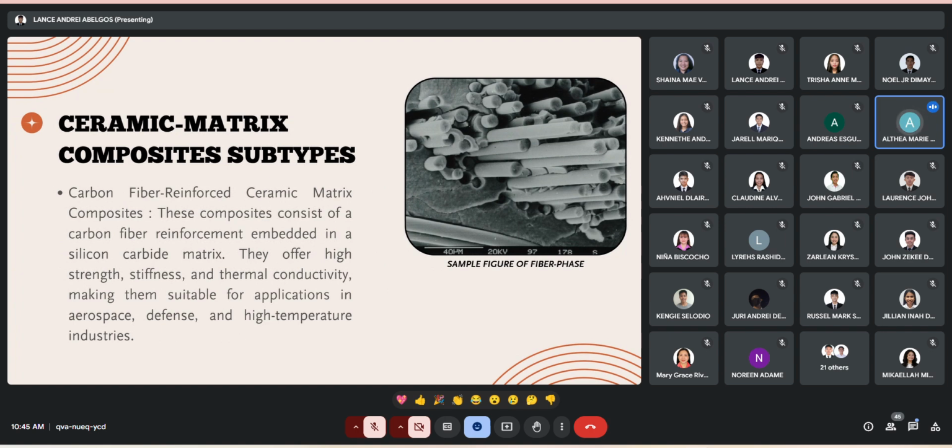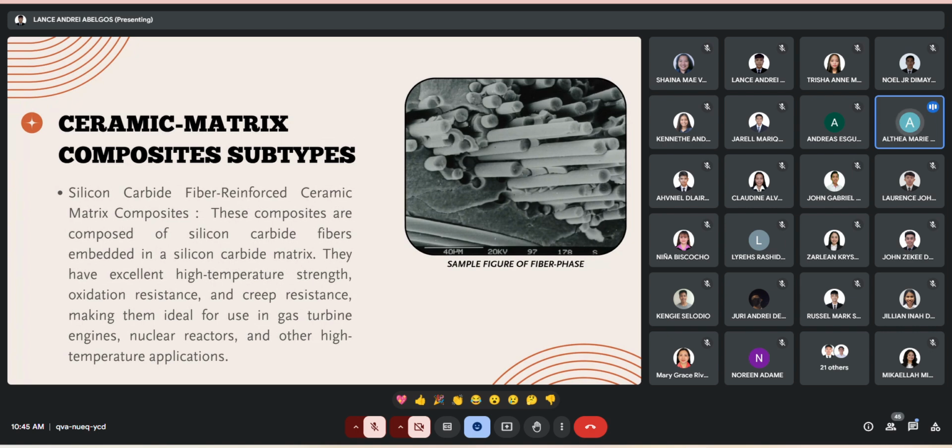So these are the subtypes of ceramic matrix composites. First one is the carbon fiber reinforced ceramic matrix composites. These composites consist of a carbon fiber reinforcement embedded in a silicon carbide matrix. They offer high strength, stiffness, and thermal conductivity, making them suitable for applications in aerospace, defense, and high temperature industries. Next slide po.